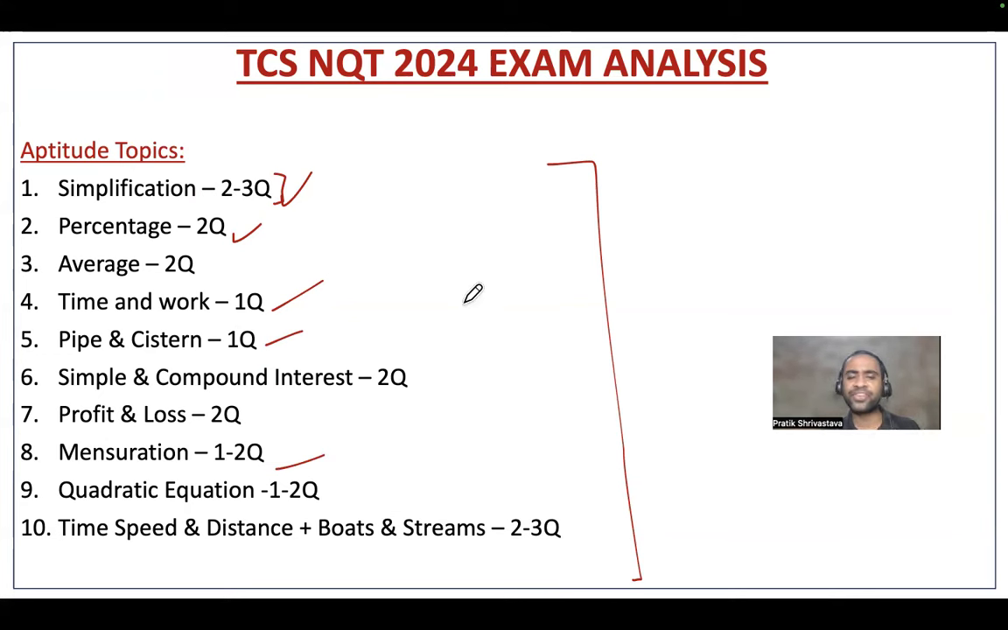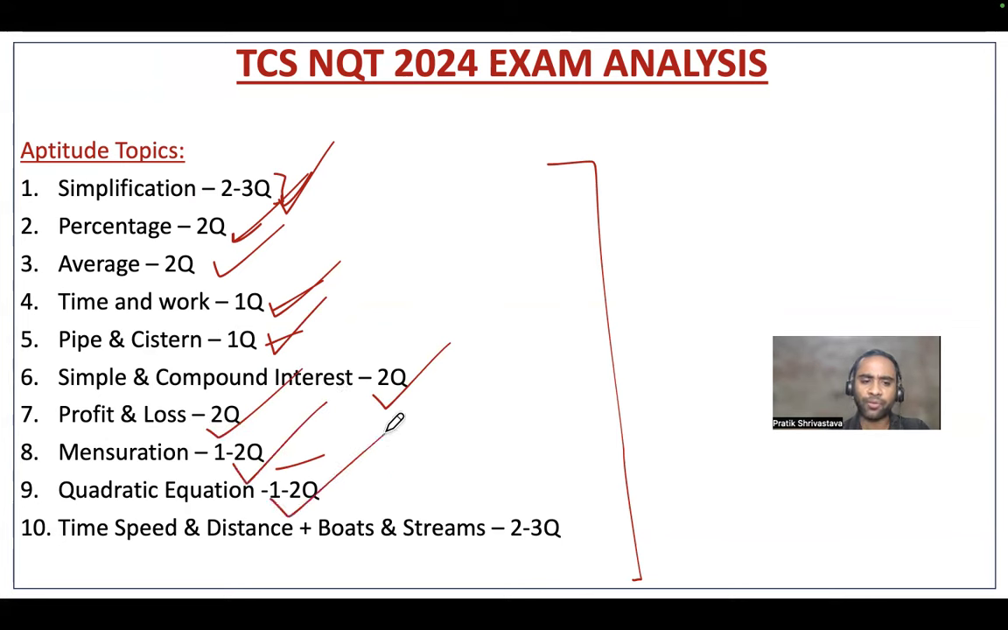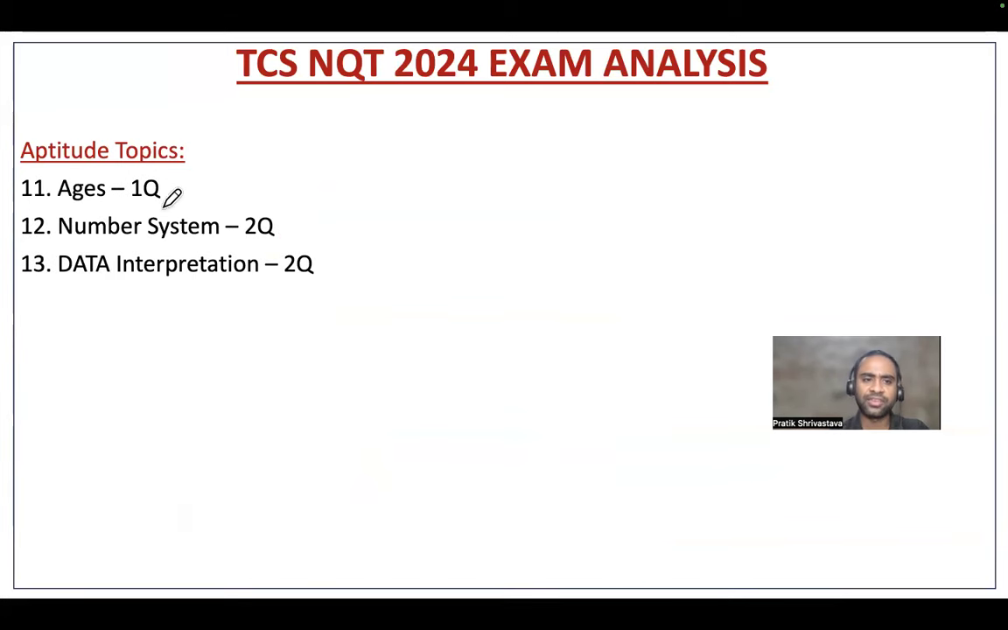So if you ask me, sir, which is the important topic, I will say at least whatever I have mentioned, that you read. Simplification 2 to 3 questions, percentage 2 questions, average 2 questions were there, time and work 1 question, pipes and cisterns 1 question, simple and compound interest 2 questions, profit and loss 2 questions, mensuration 1 to 2 questions, quadratic equation 1 to 2 questions, time, speed, distance, boats and streams 2 to 3 questions, ages 1 question, number system 2 questions, data interpretation 2 to 3 questions.